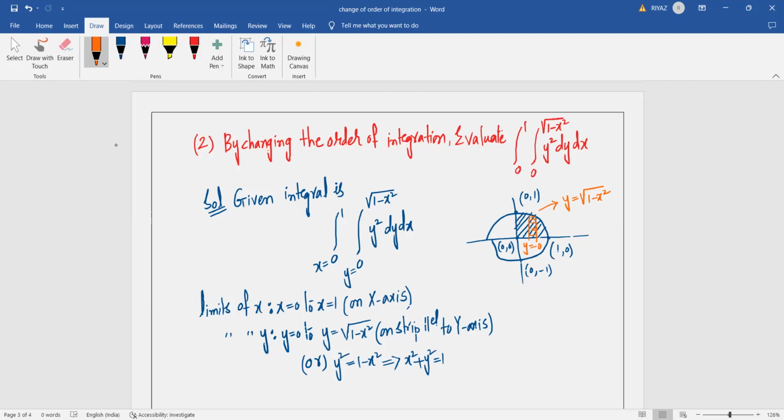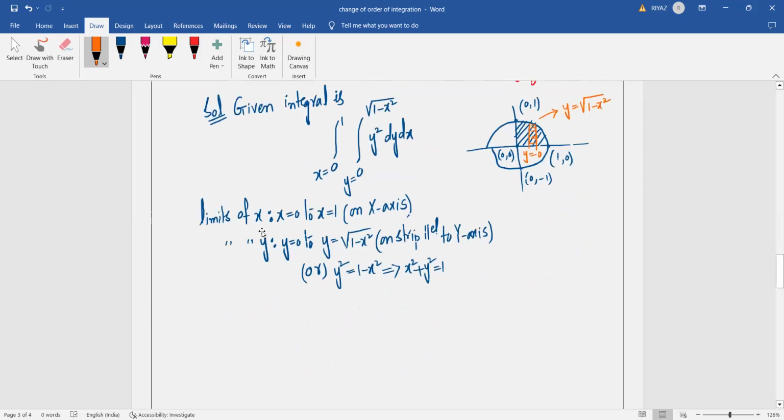Now we have to change the direction of the strip. It is parallel to the y-axis right now. We have to make it parallel to the x-axis. Parallel to the x-axis, we have to move. So let us see the new limits.